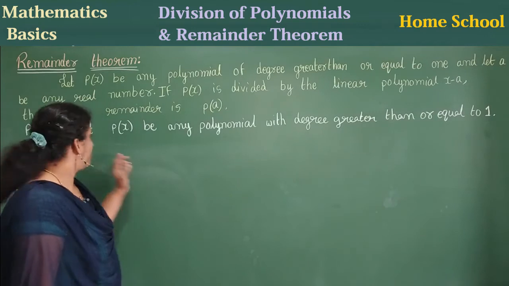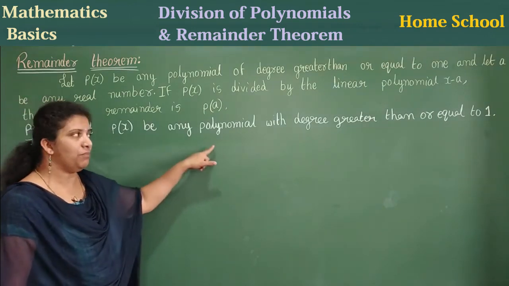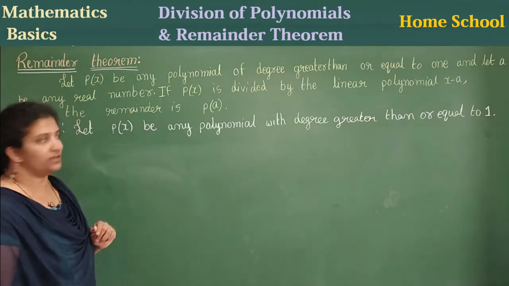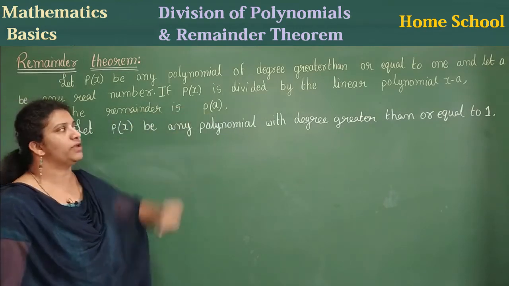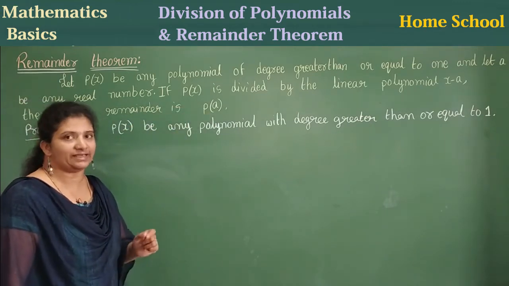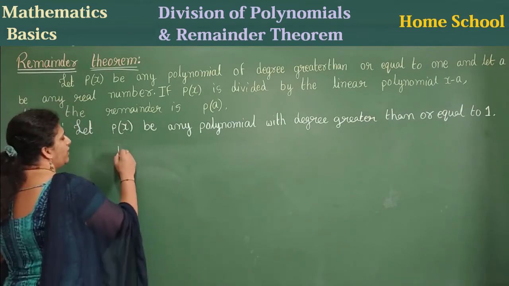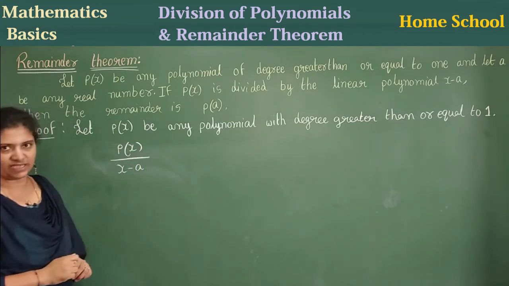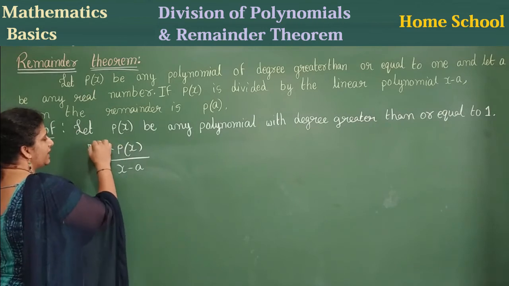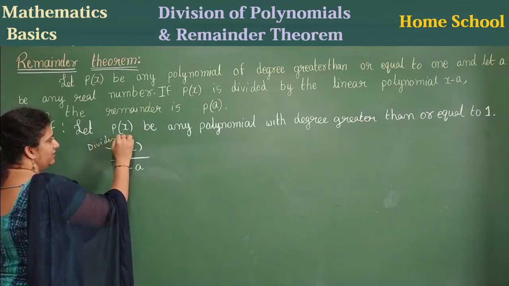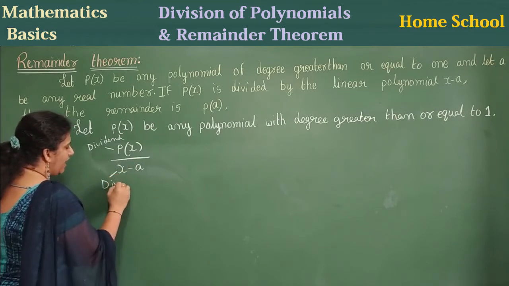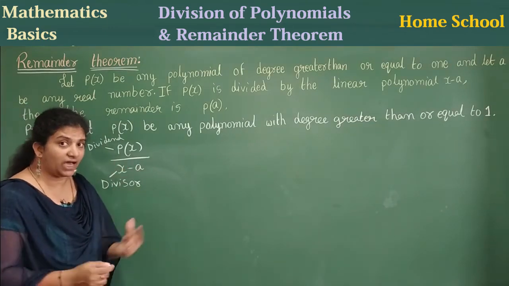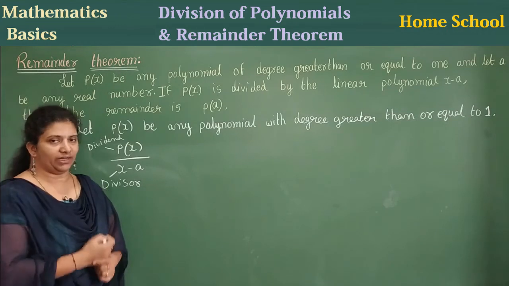So, let's start our proof here. Let p of x be any polynomial with a degree greater than or equal to 1. What is the given statement here, children? They have given that polynomial p of x is divided by the linear polynomial x minus a. That means p of x is the dividend, and x minus a becomes the divisor. If we divide any dividend by a divisor, we are going to get a quotient and remainder, right?